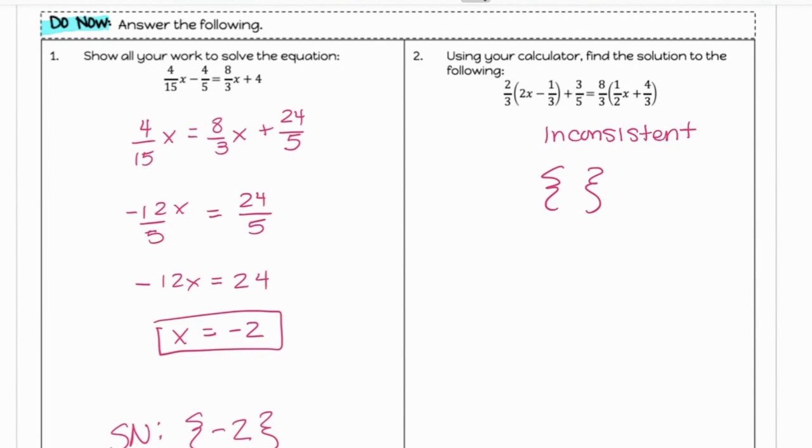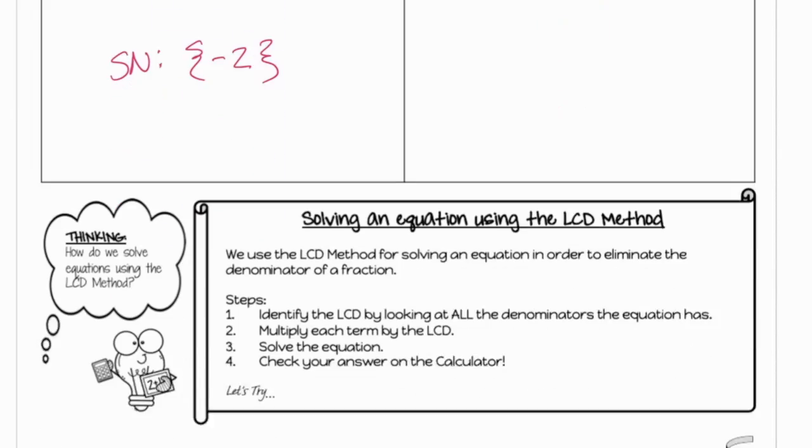So when you input this equation into your calculator, you must remember, put this front side first and that back side after, and you get an inconsistent situation. Parallel lines. Parallel lines means no solution. So I gave you enough space there. If you wanted to, you could show your work, but since I said using your calculator, I did not show any of my work. So let's go down to our thinking of today.